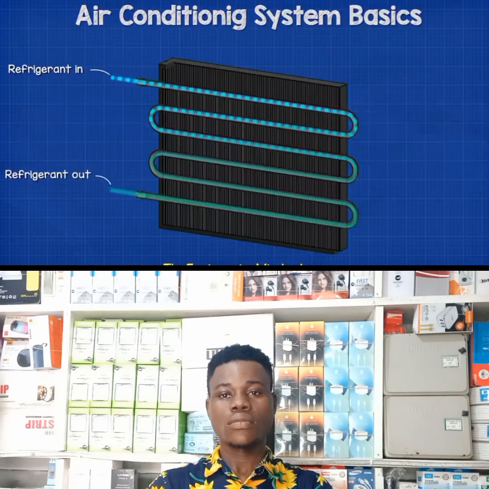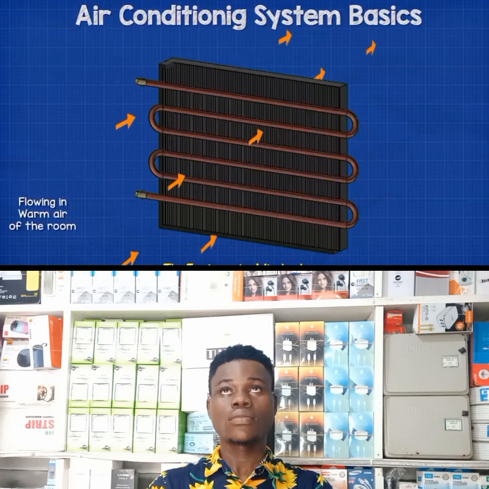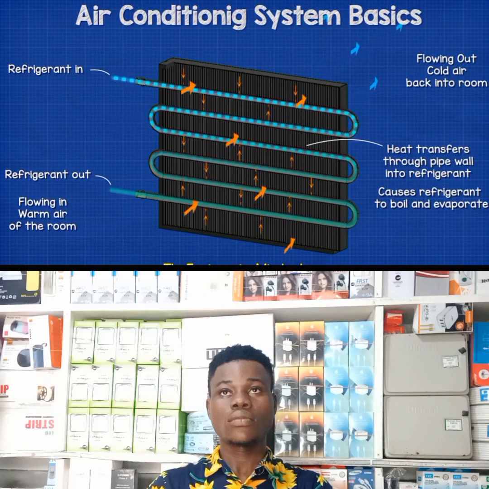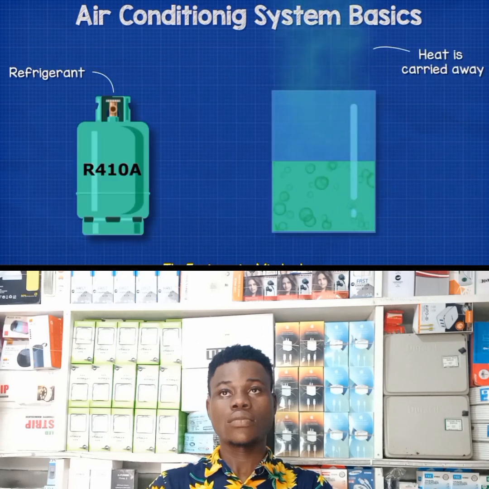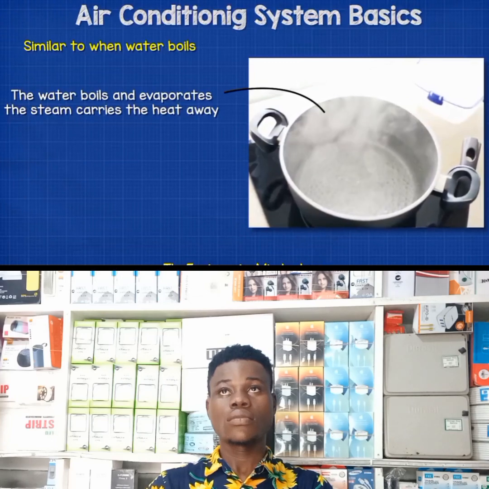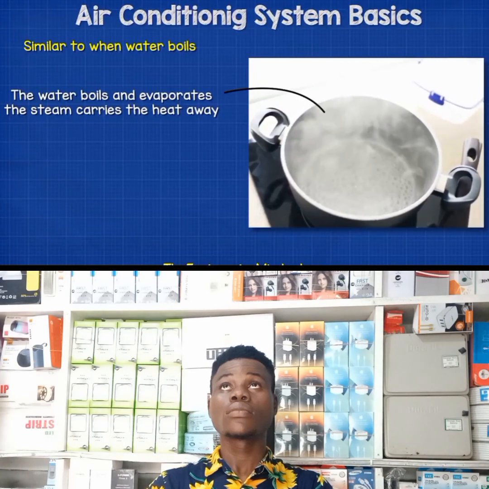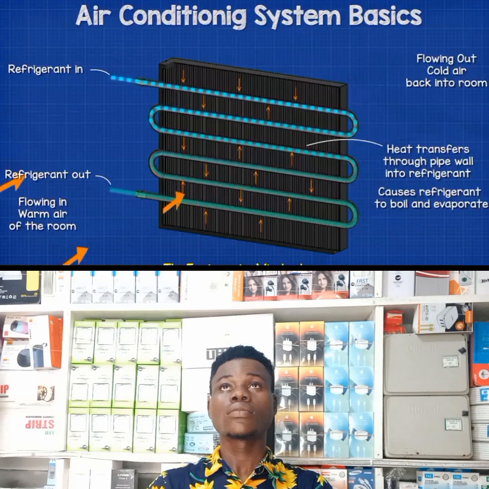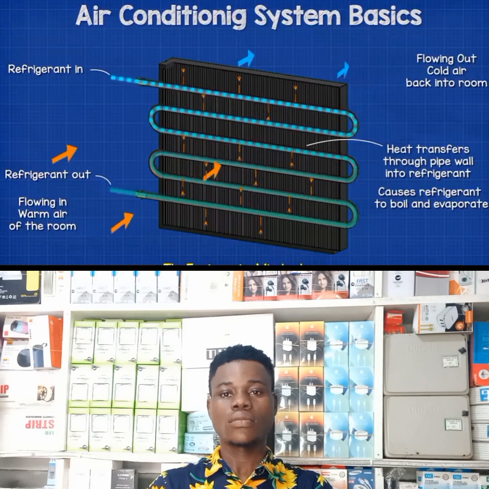It flows on the inside of the pipe, and at the same time, a fan is moving the ambient air of the room over the outside of the pipe. This causes the refrigerant to boil. It will absorb the heat from the air through the pipe wall, and then it evaporates. As the refrigerant evaporates, it carries away the heat. It's similar to when we boil water. The water heats up, it evaporates and turns into steam, and carries this heat away. So the air on the outside is entering hot and it's leaving cold.